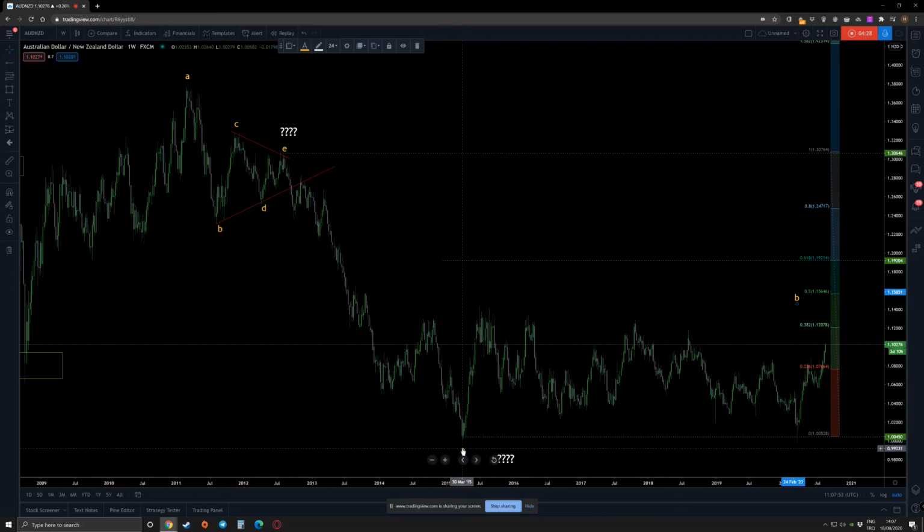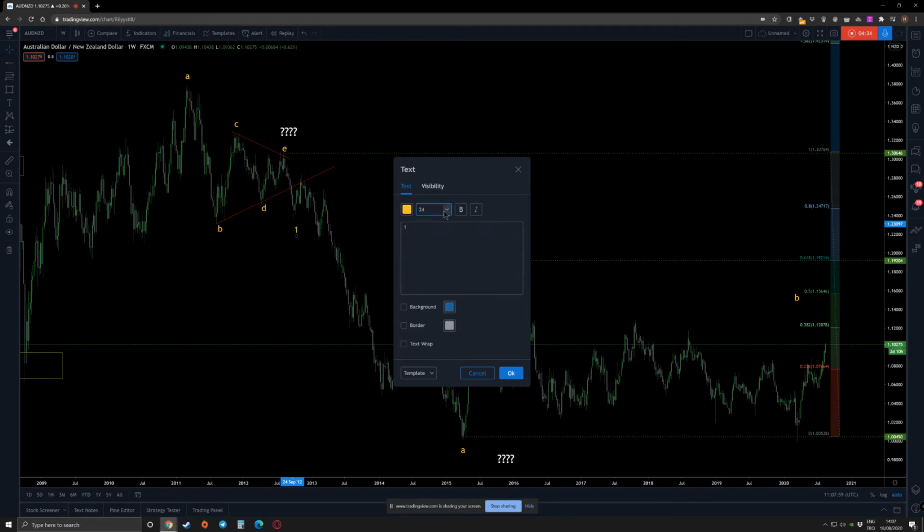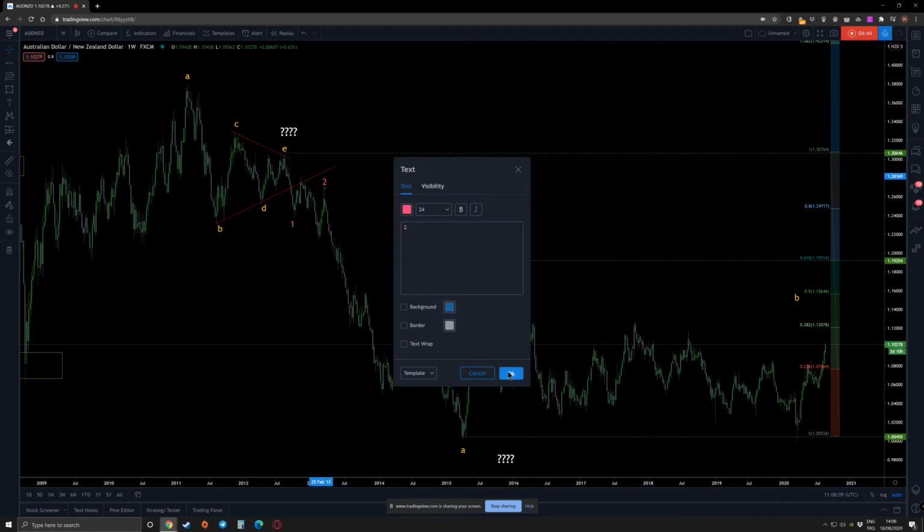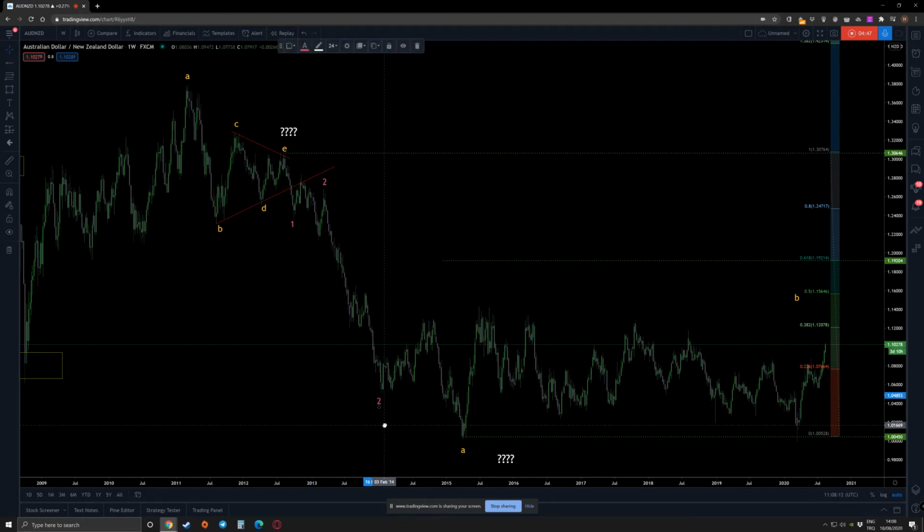If I'm in a zigzag and I have a wave A, it means that on a lower degree, I should find an impulsive move. So for this, what I would like to do is try to find one. Let's create one. So 1, 2, 3, 4, and a 5.